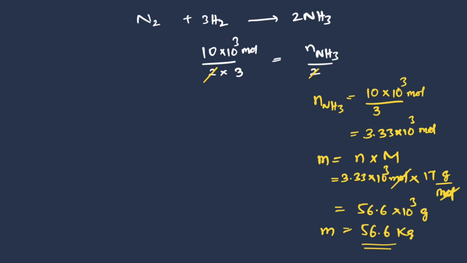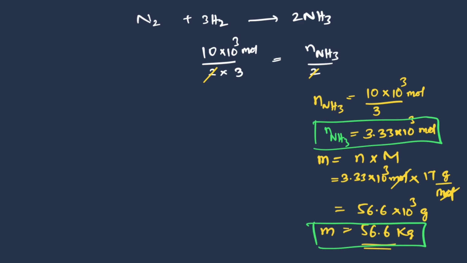This is the answer in mass. This is the answer in moles. So we can say this is moles of ammonia in moles. This is the mass of ammonia in kg. This is the way of calculation. The leftover amount of excess reagent also we can calculate.